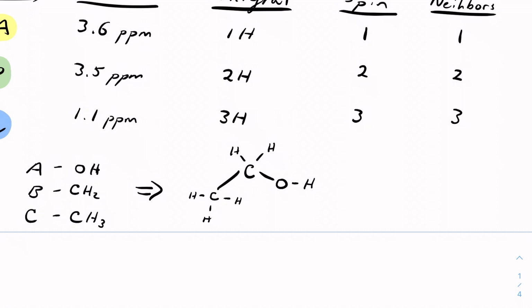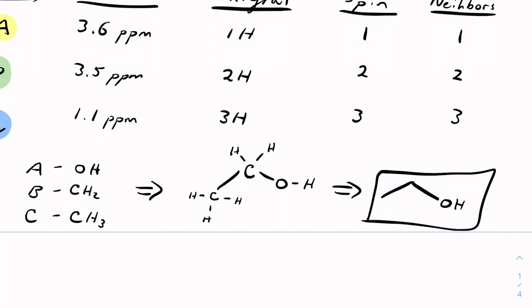Then we can go ahead and make this a little bit more of a simple structure. We have a CH3 right here on this bottom left corner, CH2 at this top right, so then we can create a bond, and we have an OH down here. So that is our structure for ethanol.